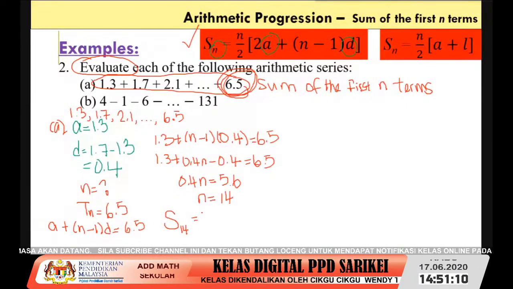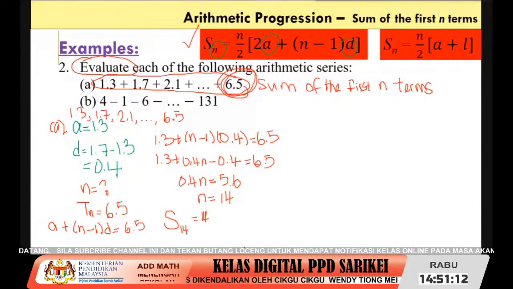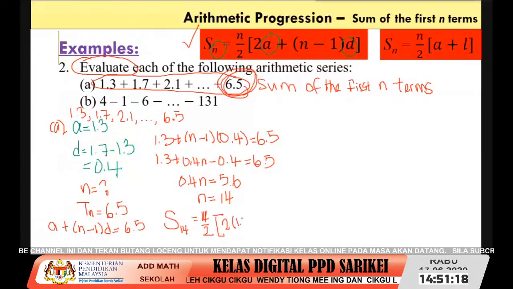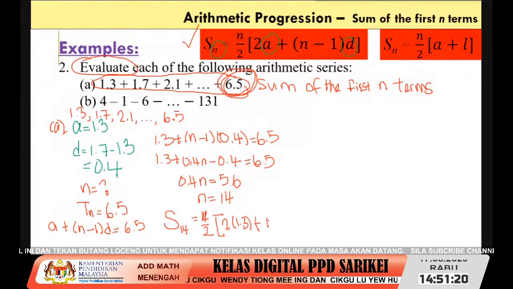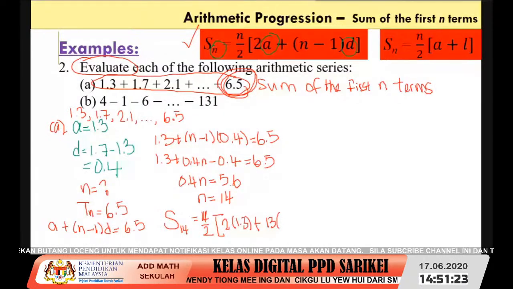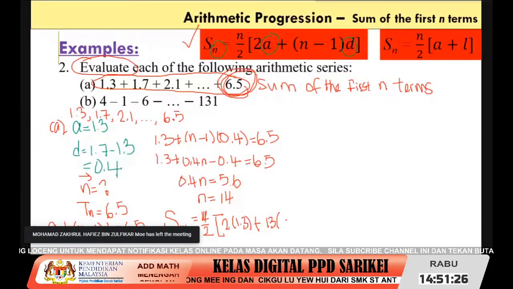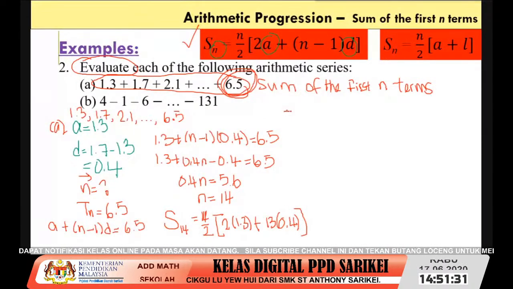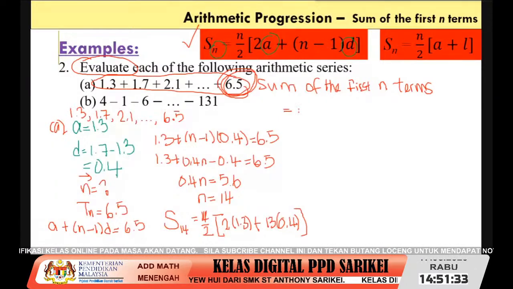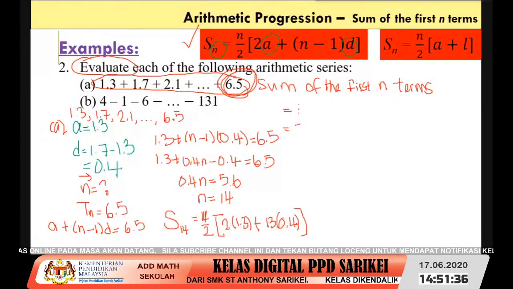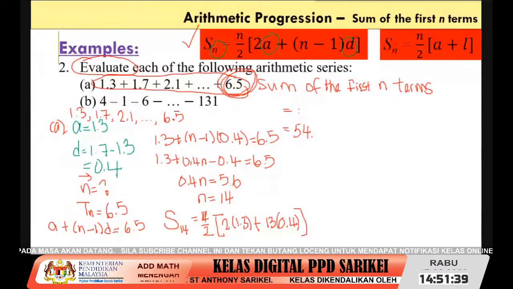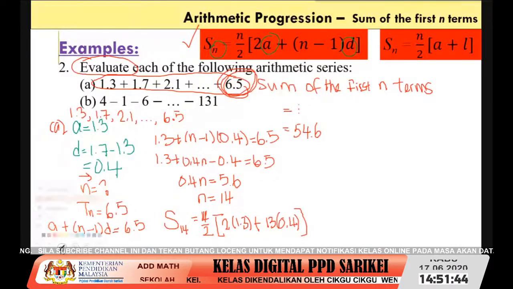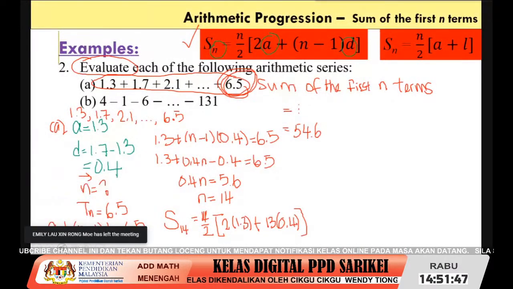S14 equals 14 over 2 times 2a plus 13d. So what is my d? The common difference is 0.4. So you can calculate this yourself. So the answer is 54.6. It means we add up 1.3, 1.7, until 6.5.